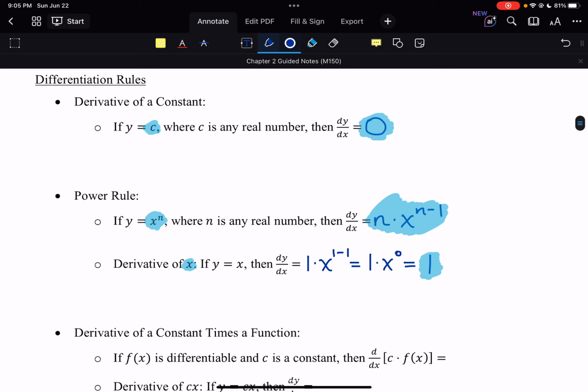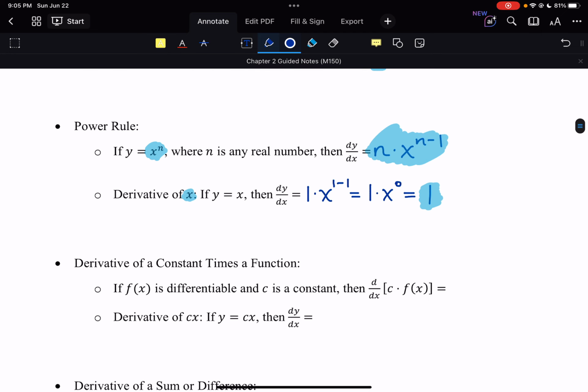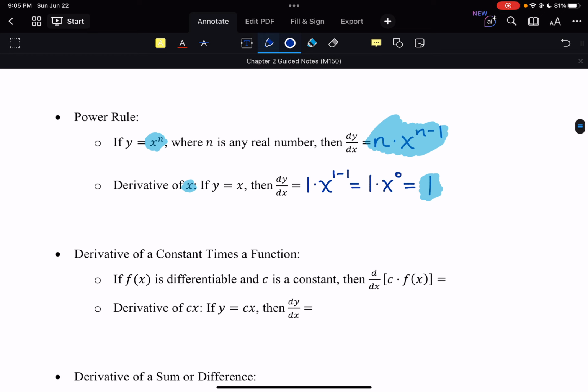Now, what if we have constants involved with the functions? So if f of x is differentiable and c is a constant, the derivative of c times f is equal to c times the derivative of f. So if you have a constant times a function, you can multiply the constant in first and then take the derivative, or you could take the derivative first and then multiply the constant after. It won't change the value in any way.